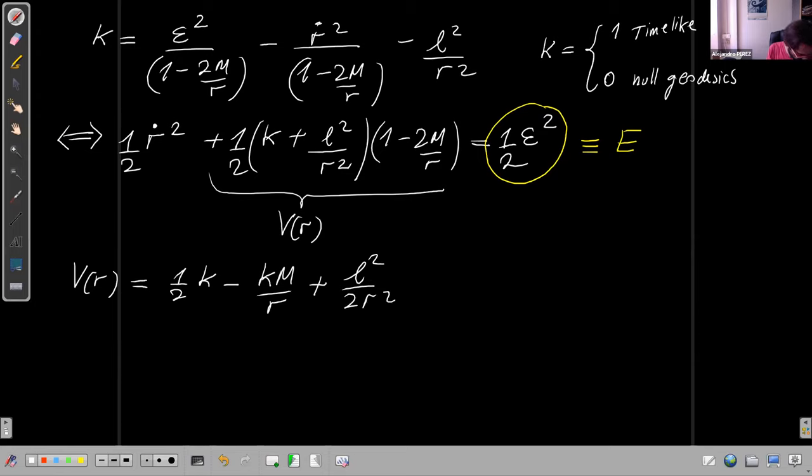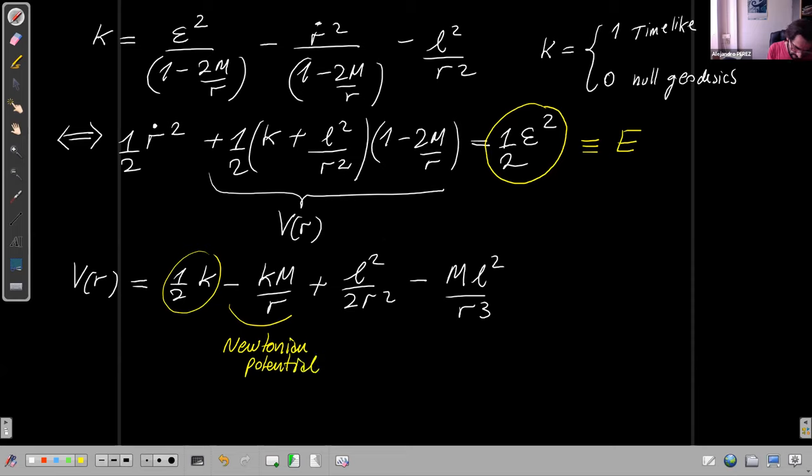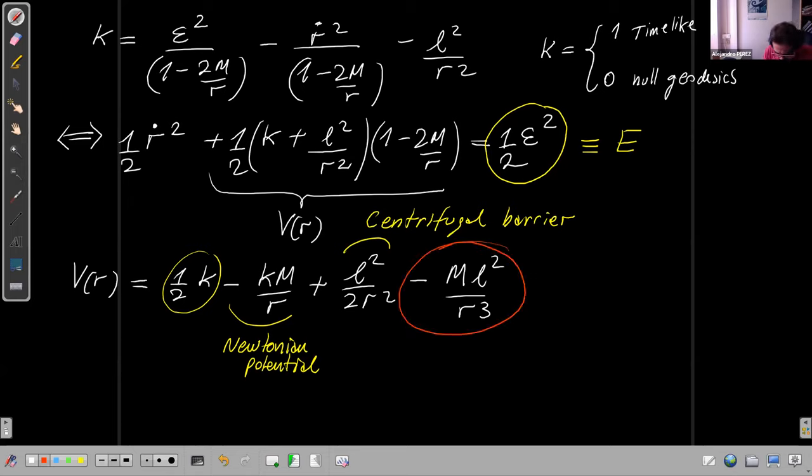And then we get a term that goes like L squared times M, divided by r cubed. So all these terms are familiar. Well, this is just a constant. It doesn't have any effect in the motion. This term is the Newtonian potential. This term is also something we know in central motions, in central potential. It's just the centrifugal barrier. It is the effect in this effective potential that comes from the conservation of angular momentum. And this term here is the new guy. This term here is the genuine relativistic correction.